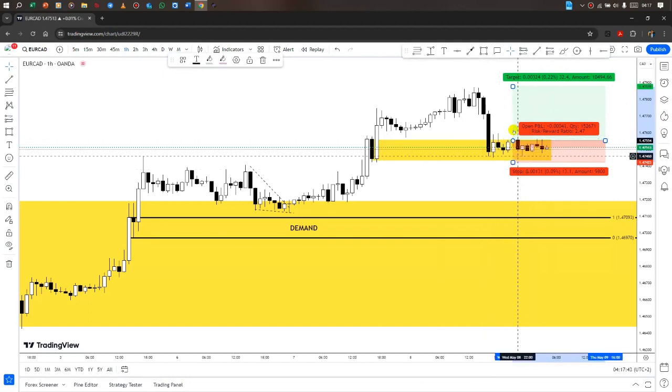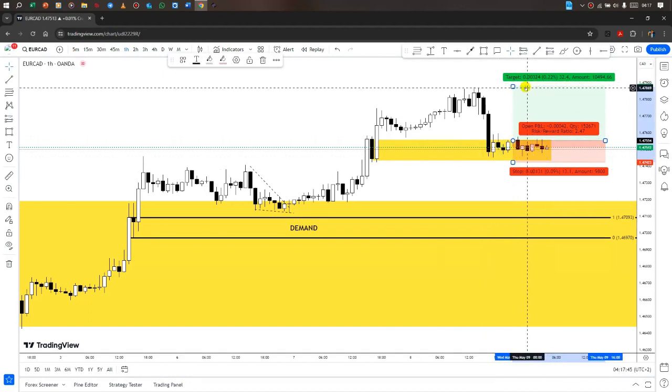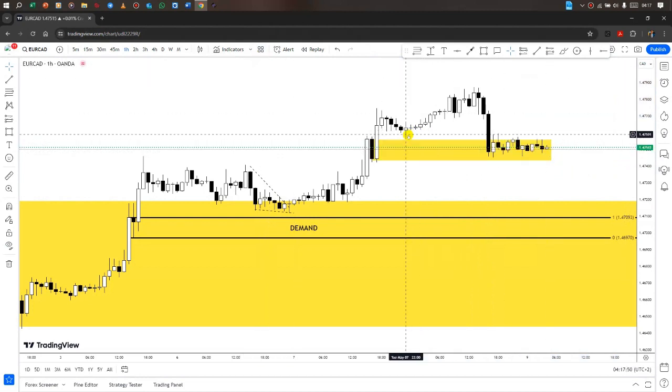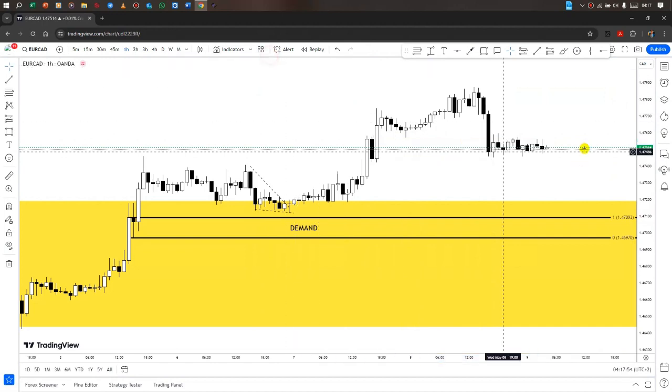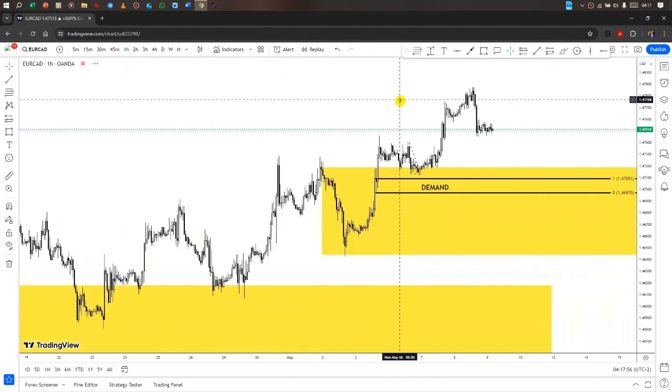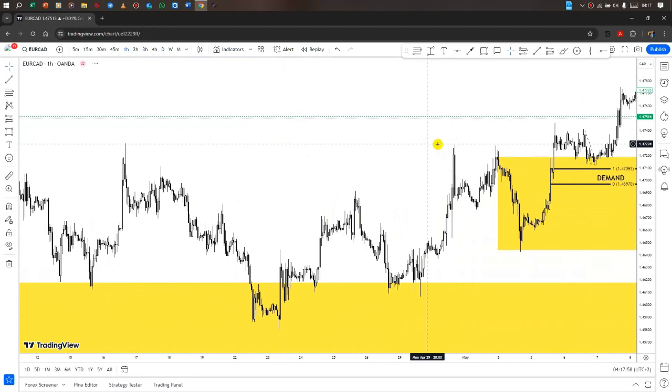If you had to take our demand zone here and set our take profit around this area here, which gives us a high risk, so you cannot risk 1 for 2. Okay, so that's our zone on the EURCAD.